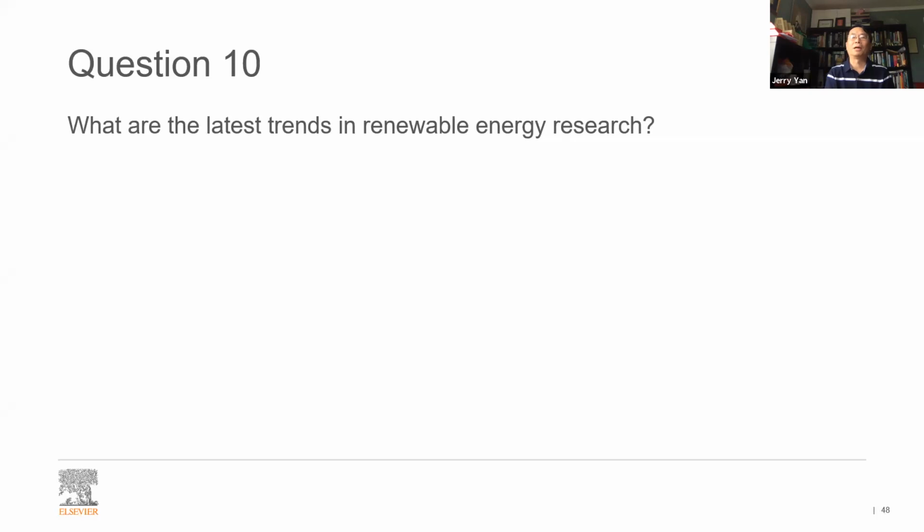So that's why I feel flexibility, which in a fossil fuel-based energy system is not so important, has now become more important. If I want to pick some of the trends, I would say the flexibility linked to high renewable energy penetration is very important.